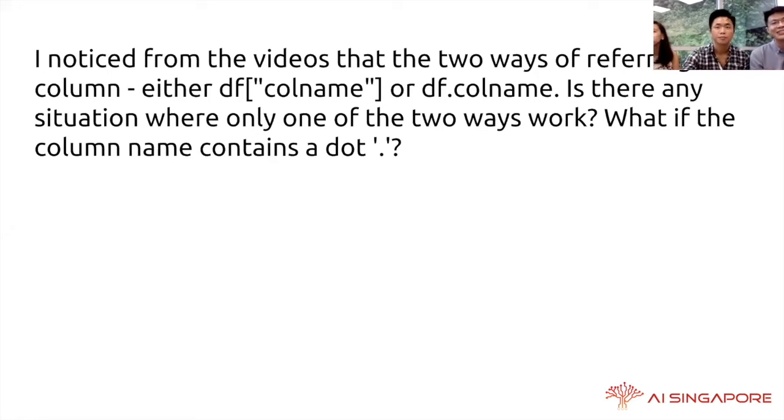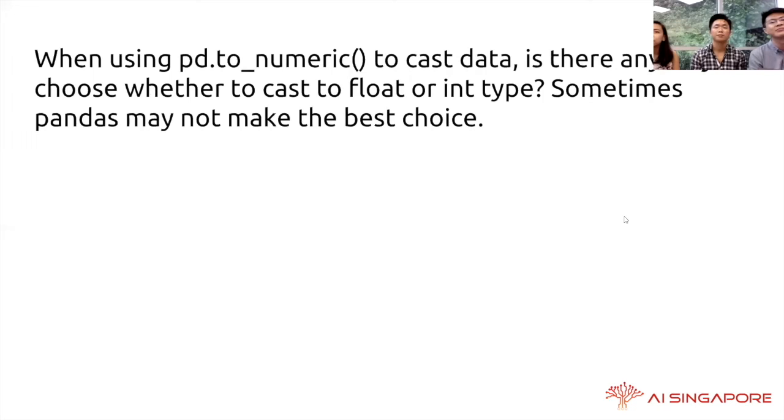Good practices to do. Okay. When using pd.to_numeric to cast data, is there any way to choose whether to cast to float or integer type? Sometimes pandas might not make the best choice. What do you think? I think for this, pandas will automatically decide based on the nature of the data. If your data contains a decimal point, then definitely it will be a float. If there's no decimal point, definitely it will be converted into an integer. Right? Yep. So this is usually the case.